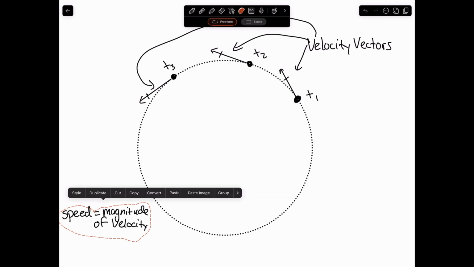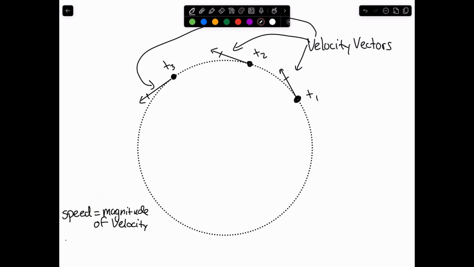Let me write that down. Magnitude of velocity vector is its length. Like I said, speed is constant here. I've explained it probably 3 or 4 times already. But velocity is not constant.